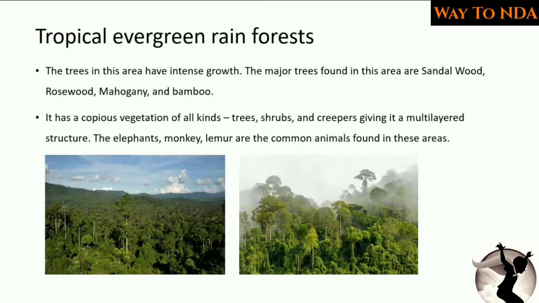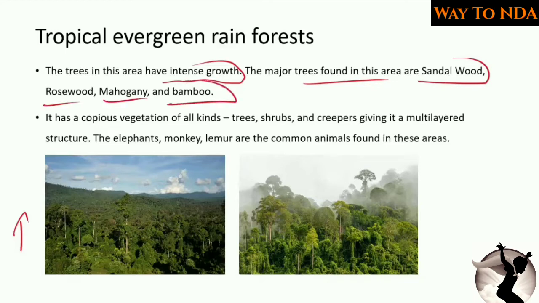These trees have intense growth. Trees in this area have intense growth, बहुत ऊंचाई तक जाते हैं. Okay, they reach great heights. They grow very fast, they grow very high. And the major trees found in this area are sandalwood, rosewood, mahogany and ebony. Remember, these are the trees which are found in the tropical evergreen rainforest.